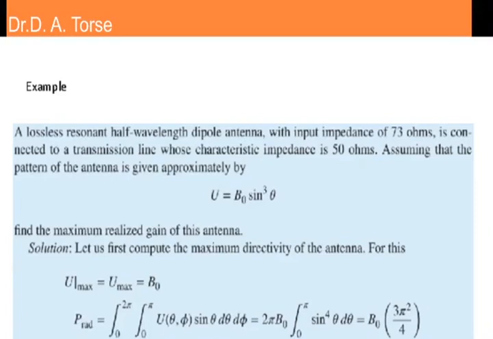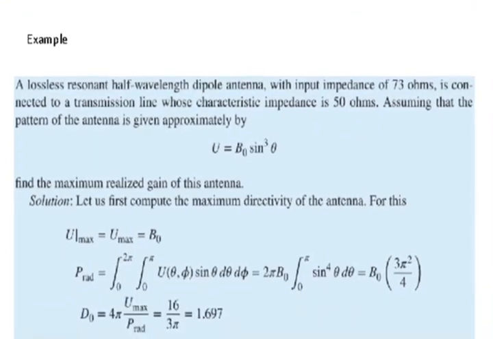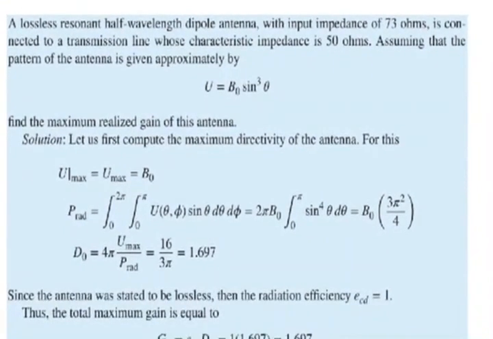And the radiation pattern of this half wave dipole antenna is U equal to B0 sine cube theta. If you see the previous example, it was U equal to Um and some cos or sine term, but here the textbook author refers to this Um term as B0. So now you have to find the maximum realized gain of this antenna. The solution of this example starts with the same equation of finding the maximum radiation intensity, which is equal to B0 here. So this B0 in fact is Um.